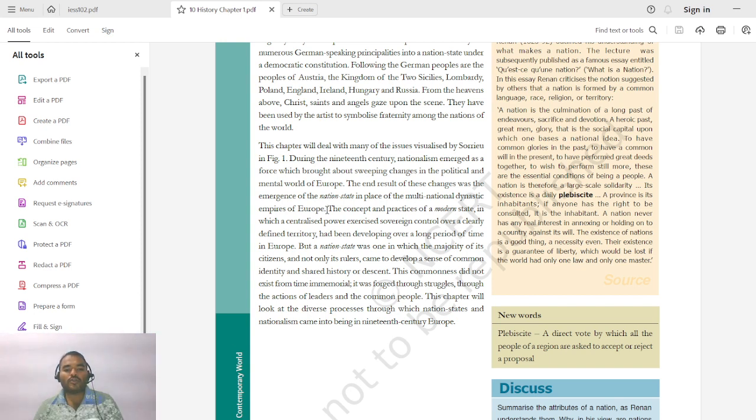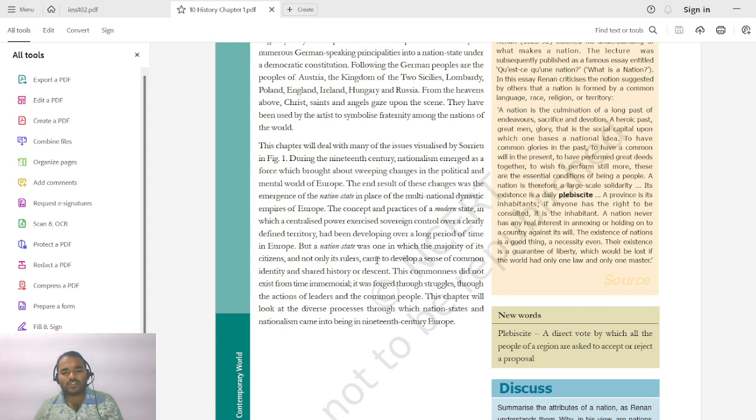The concept and practice of the modern state, in which a centralized power exercised sovereign control over a clearly defined territory, had been developed over a long period of time in Europe. But a nation state was one in which the majority of its citizens, and not only its rulers, came to develop a sense of common identity and shared history or descent. When the nation state was formed in Europe, all the peoples of the region believed in a single idea, and in the common belief in those who sacrificed their lives for this reform.